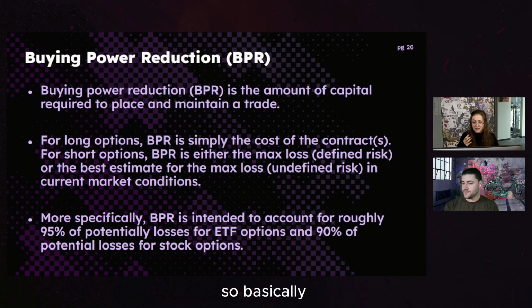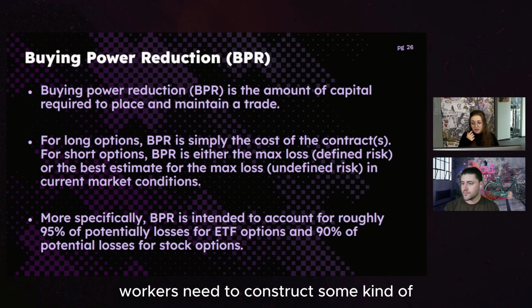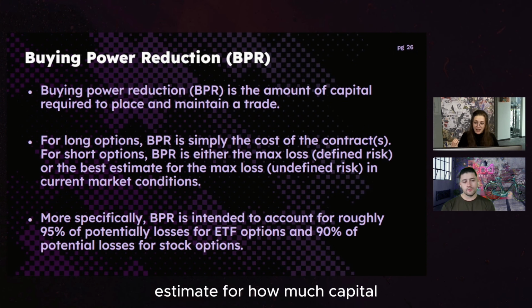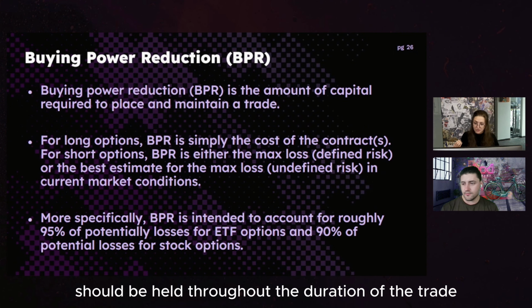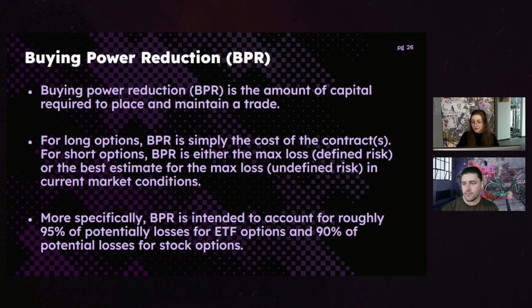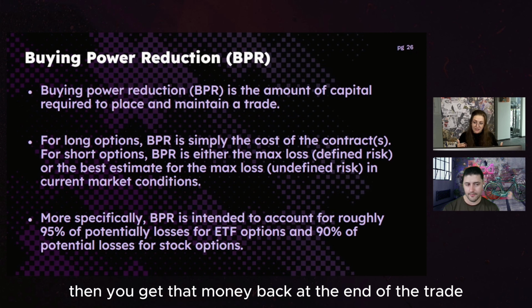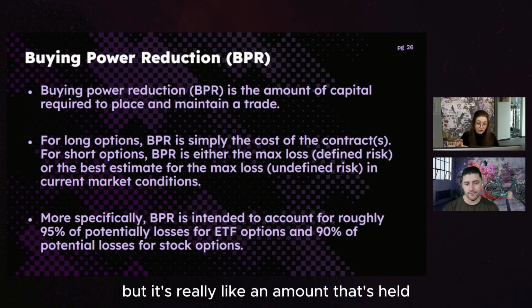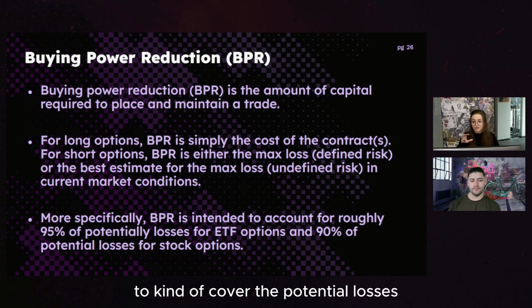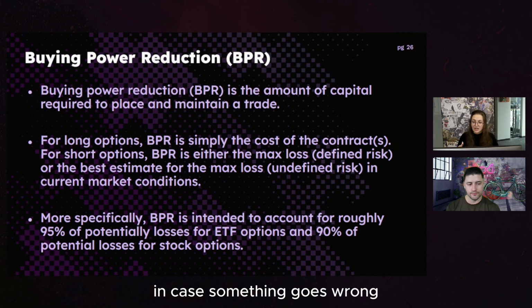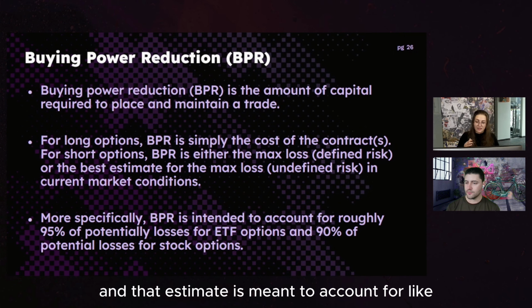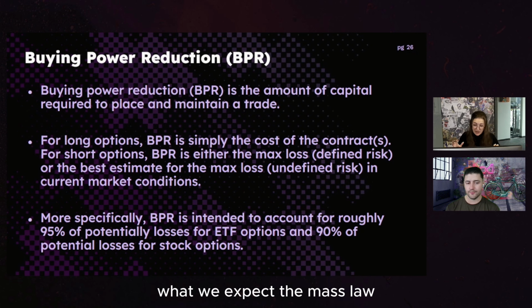So basically, yes, brokers need to construct some kind of estimate for how much capital should be held throughout the duration of the trade. And if you don't blow past BPR, right, then you get that money back at the end of the trade. But it's really like an amount that's held throughout the duration of the trade to kind of cover the potential losses in case something goes wrong. And that estimate is meant to account for like what we expect the max loss to be in a worst case scenario.